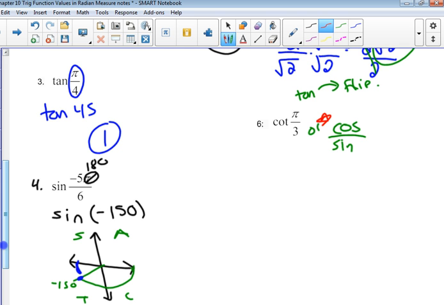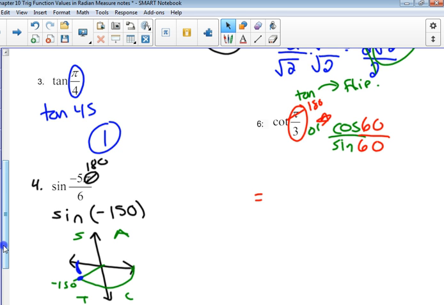Yep. Alright, so figure out what this is. 180 over 3 is going to be 60, yep. So what we want to do is figure out what's the cosine of 60 over the sine of 60. Try that one out.